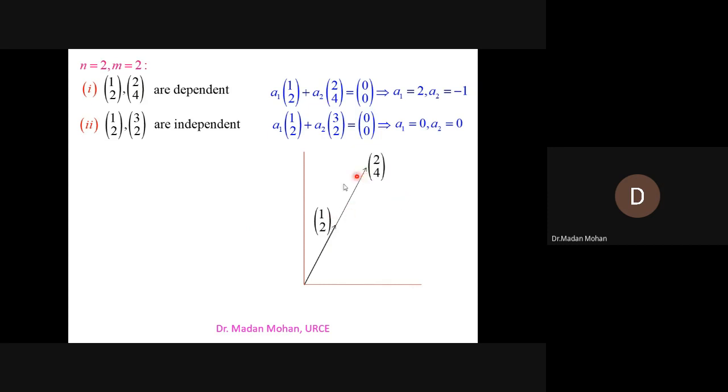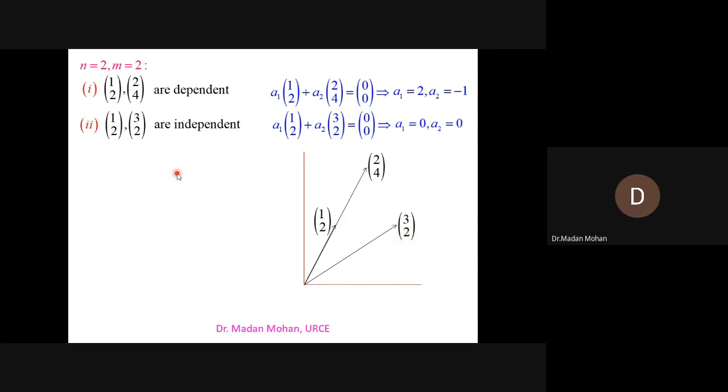This (1, 2) and (2, 4) are dependent. Please observe, dependent. It is 2 times the scalar multiple of the other, they are dependent. Now (3, 2). 3 on the x-axis, 2 on the y-axis, vertical. This is the (3, 2) vector. Now observe (1, 2) and (3, 2) are independent. You can't get (3, 2) from (1, 2) using a scalar multiple. (1, 2) and (3, 2) are independent.